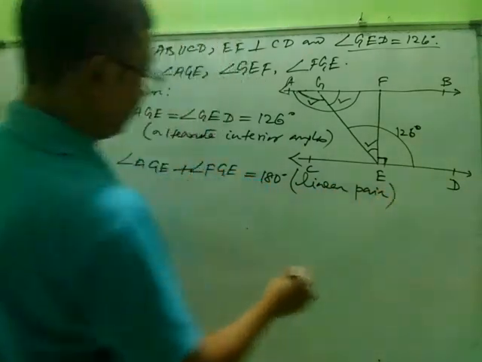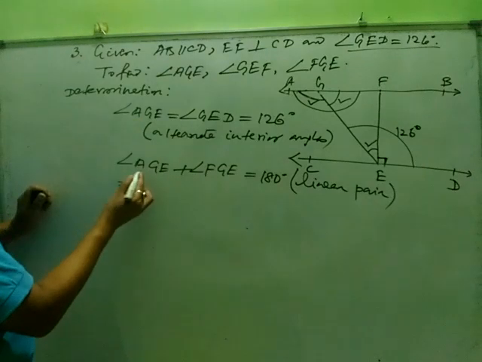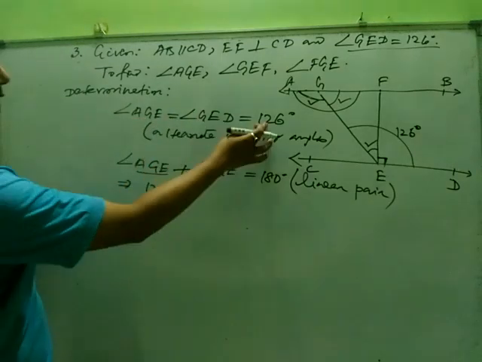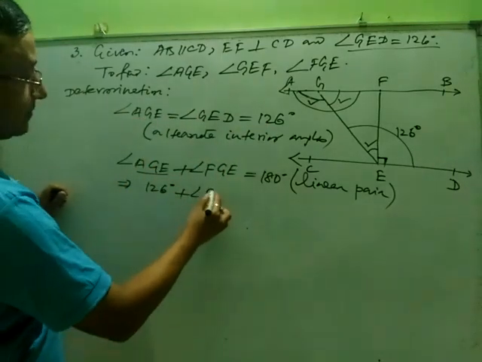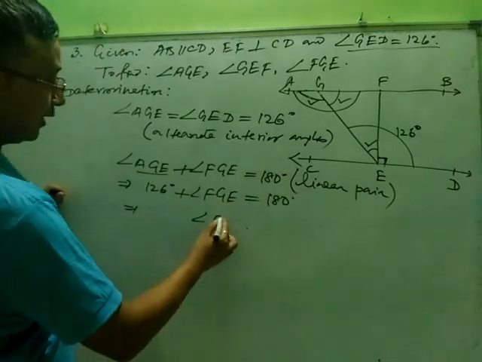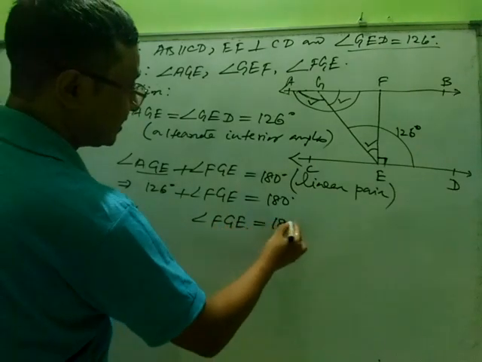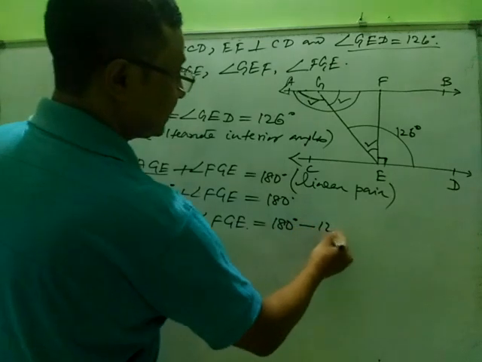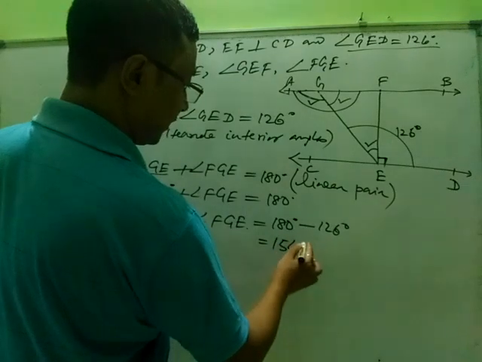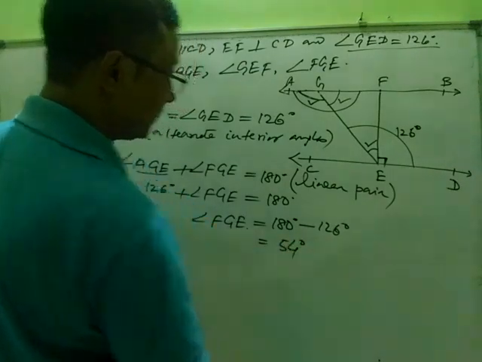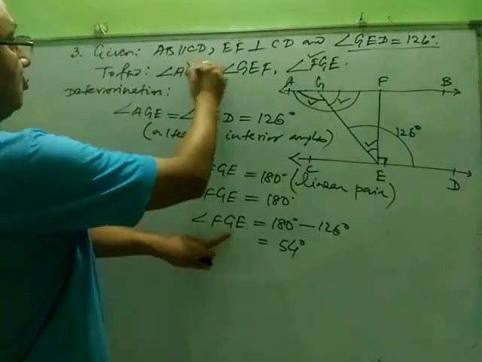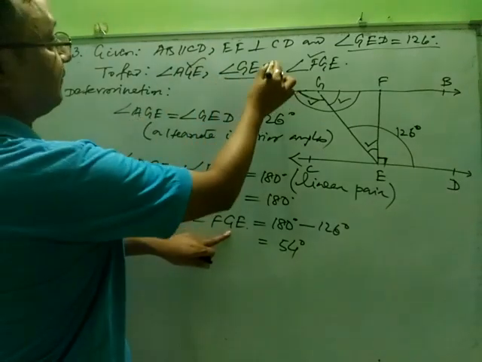Linear pair. So here, AGE, you have how much? 126 degrees. So AGE 126 plus angle FGE equals 180. This implies angle FGE equals 180 minus 126 degrees. So 7 minus 2 will be 5, and you get 54 degrees. Then next you need, you have FGE and AGE, now you need ZEF.